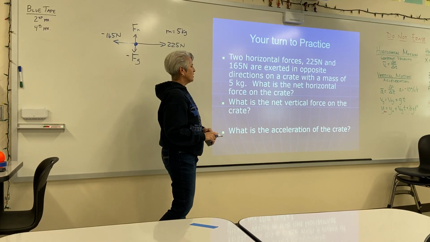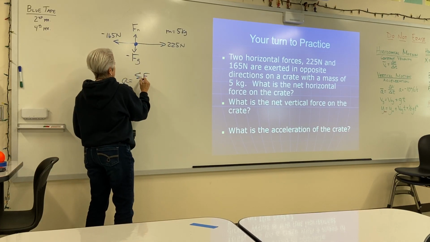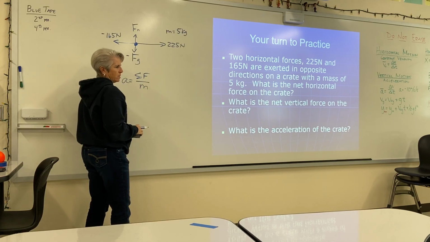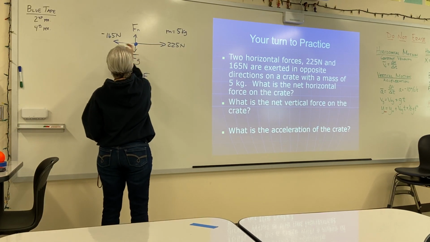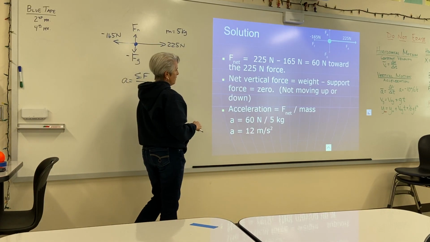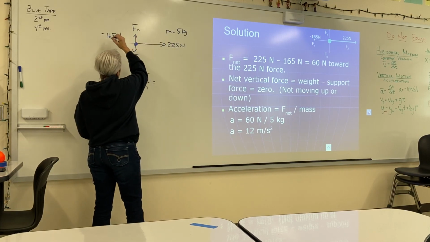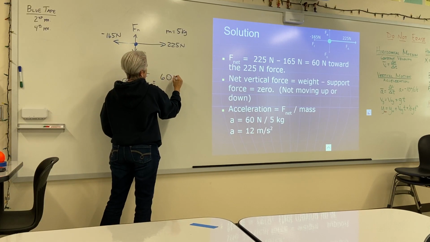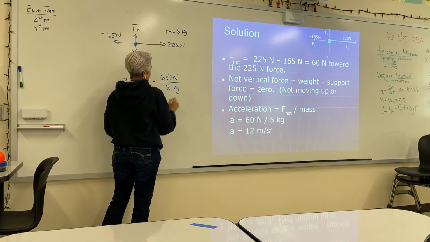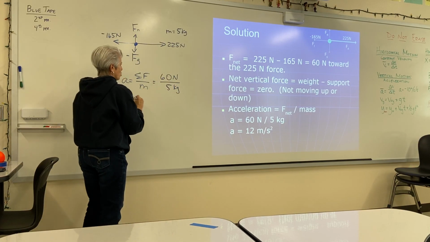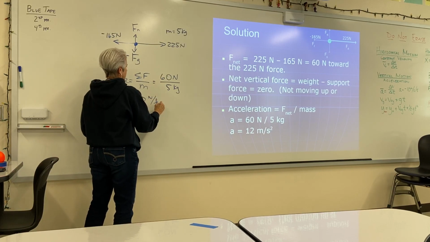All right, and it wants to know, what is the acceleration of the crate? Remember, acceleration is net force divided by mass. So if we have 225 newtons to the right and 165 newtons to the left, our net force acting on this crate is 225 minus 165. Well, that's 60 newtons. And we want to divide by the mass, which is 5 kilograms. And 60 divided by 5 is 12. And so we get a is 12 newtons per kilogram.